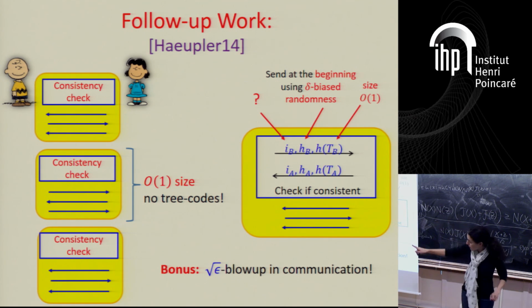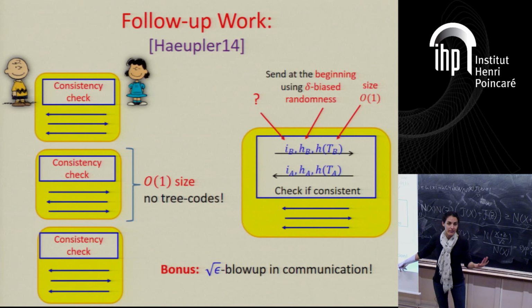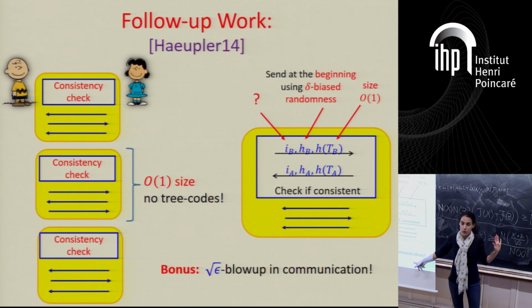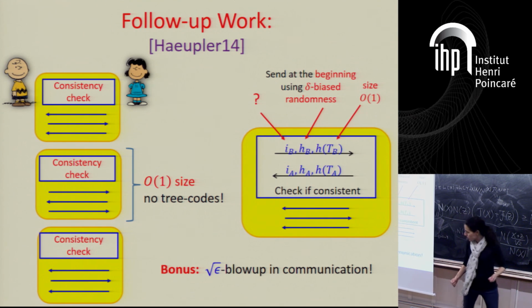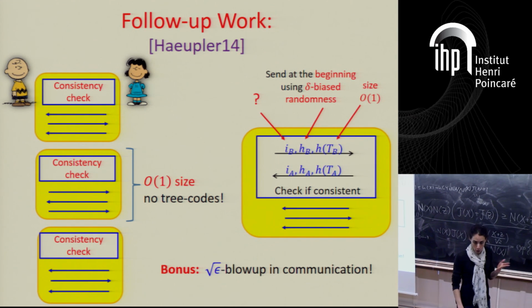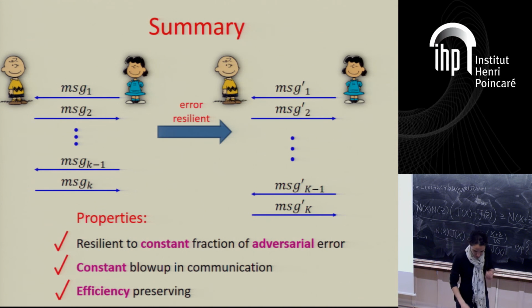Okay. And the big bonus for his work is that he gets optimal communication rate. That was maybe his original motivation. He blows up the communication by order of square root of epsilon. Okay, so let me just conclude. We got a good interactive coding scheme with constant blow-up in communication, resilient to constant error, and computationally efficient. Thank you very much.